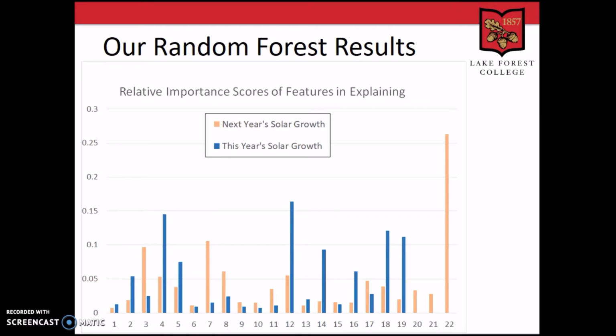Next year's solar growth depends very heavily on this year's solar growth. So this is the factor which most heavily influences next year's solar growth. The other factors which influence it somewhat highly are factor number 7, which is the percent of population with a high school degree or higher, and number 3, which is the total population.